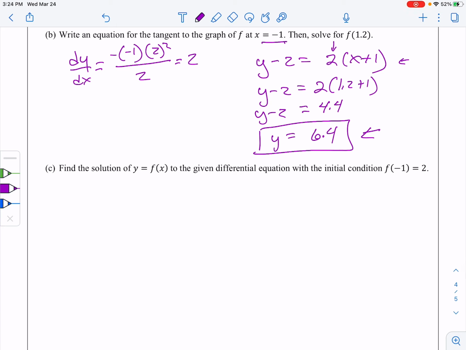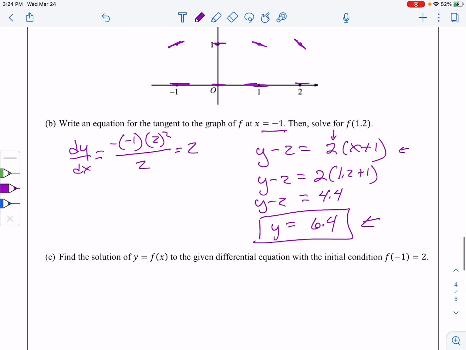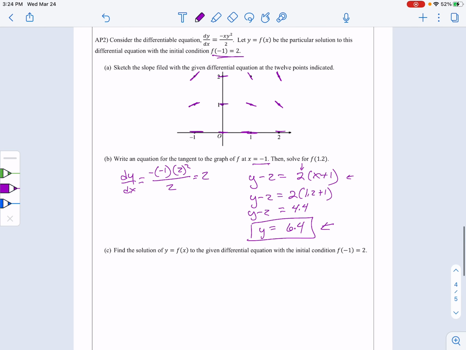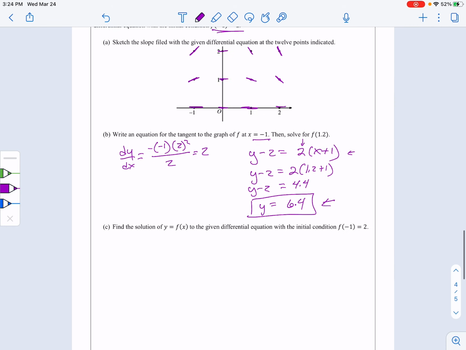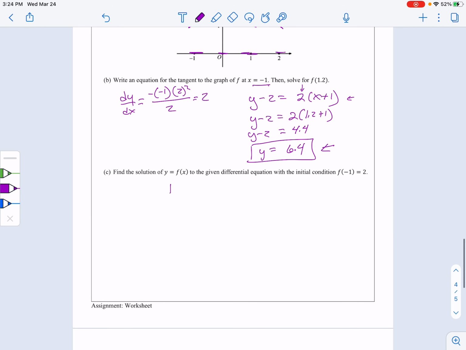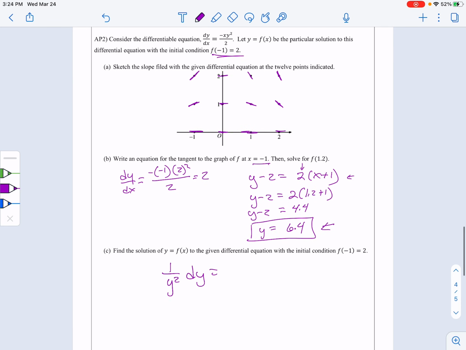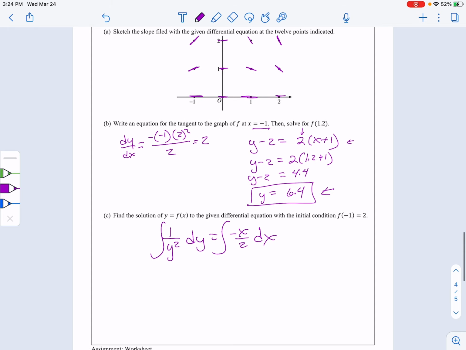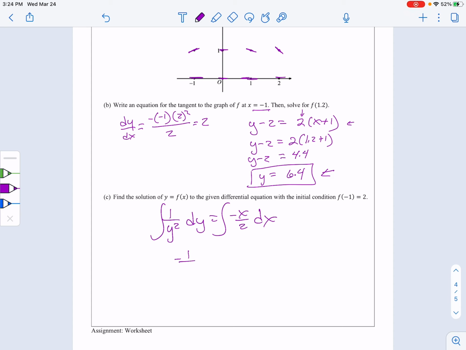Okay, find the solution to y equals f of x for the differential equation with the initial conditions. So I have to integrate that. So I'm going to bring the y squared over. So I have 1 over y squared dy equals negative x over 2 dx. And I'm going to integrate. This becomes negative 1 over y. You got a negative 1/2 out front, so it becomes negative x squared over 4 plus c.